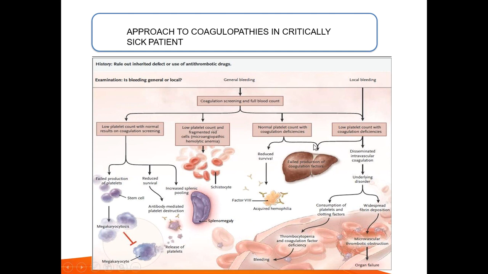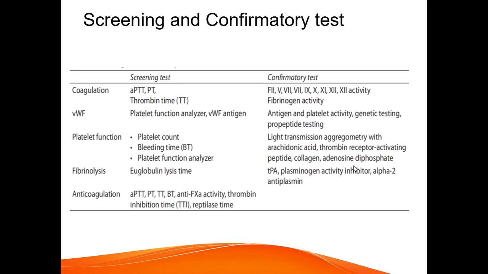Now, if the platelets are normal with deranged coagulation, deranged PT-PTT, then it can be factor VIII deficiency or liver dysfunction, which is primarily responsible for producing many of the coagulation factors, or it can be DIC. Also, when both are deranged, then you think of DIC, which is a consumptive coagulopathy. We'll discuss it in the example.